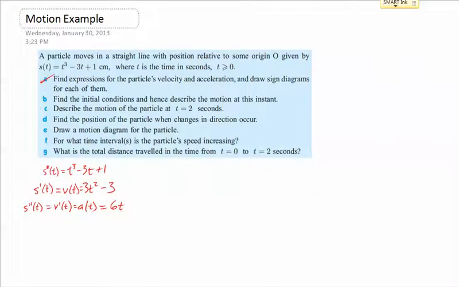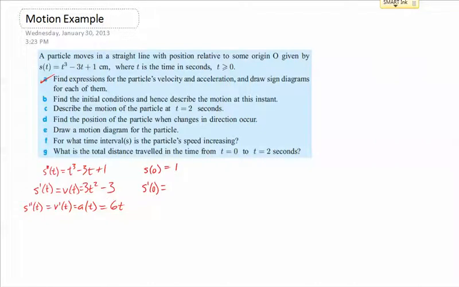Check. Letter B, find the initial conditions and hence describe the motion at this instant. In order to do this, we noticed in class as we were trying to figure things out, we need all three pieces of information if we're going to appropriately describe what's happening here. So I'm going to put 0 in for t, and first I'm going to do s of 0, and I find I'm going to have 0 cubed minus 0 plus 1. So that means at the initial point in time, I'm at x equals 1, 1 centimeter from the origin.